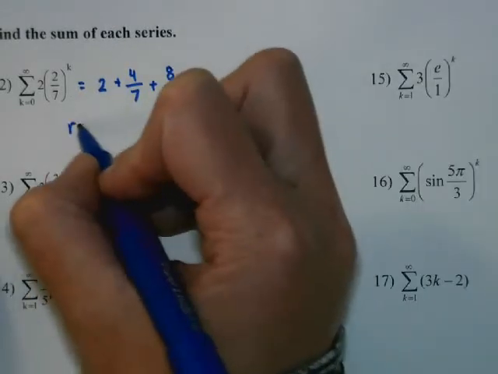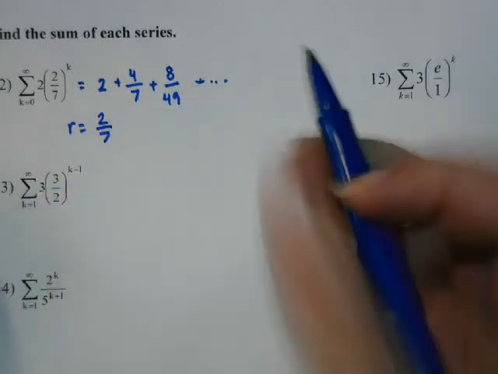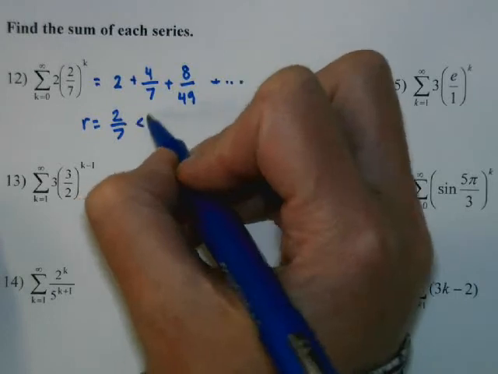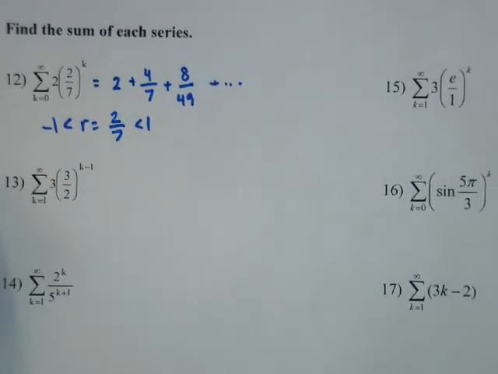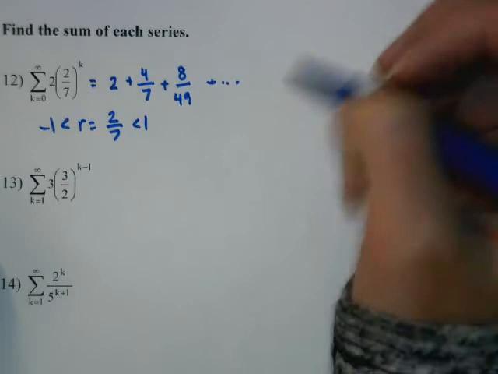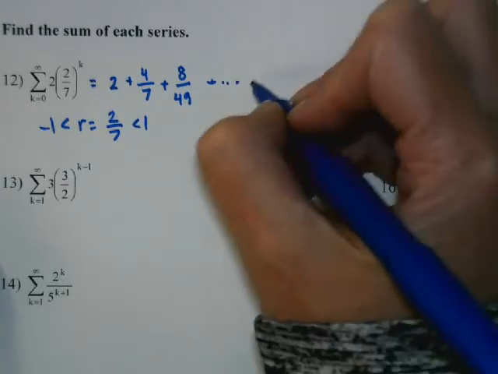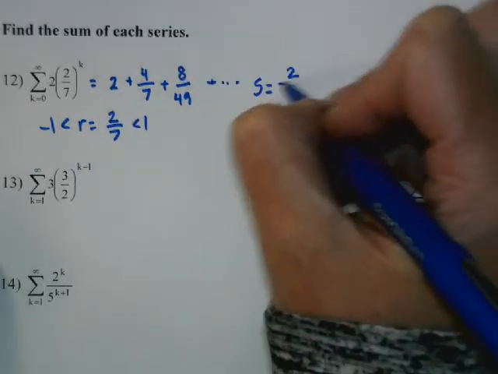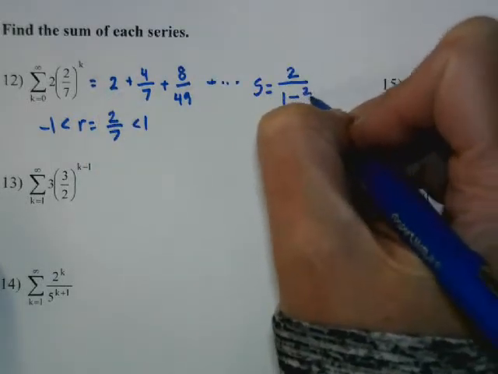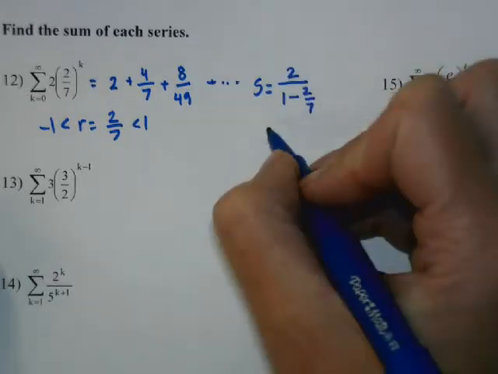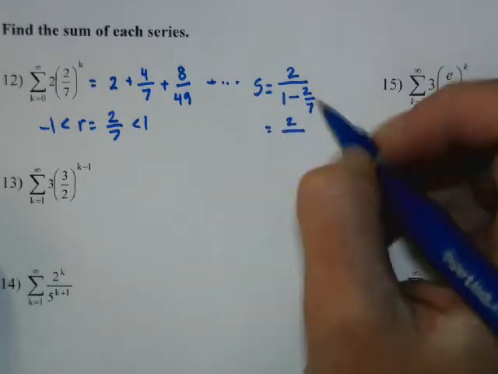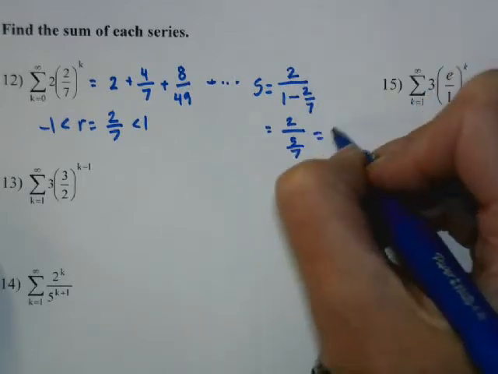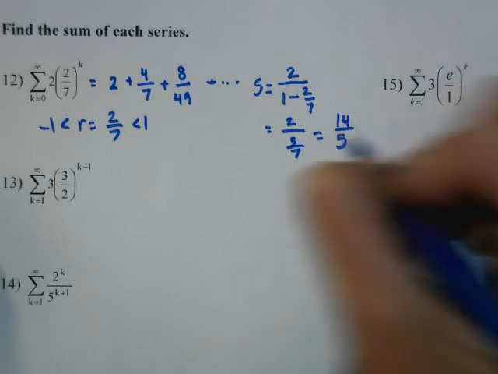Okay, so our common ratio here is 2/7. That's what we're multiplying across the top and the bottom to get these terms. That's good news, because that is between -1 and 1, which means we can find the sum using our sum formula, which is always a1 over 1 minus r. So my a1 is 2 over 1 minus r, 2/7. So this will be 2 over 7/7 minus 2/7, which is 5/7. So this will be 14/5.